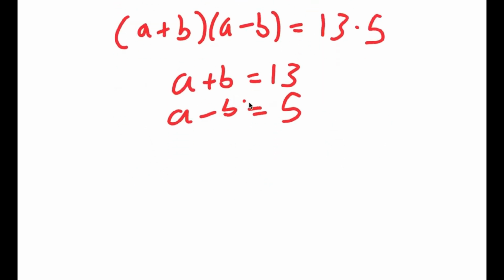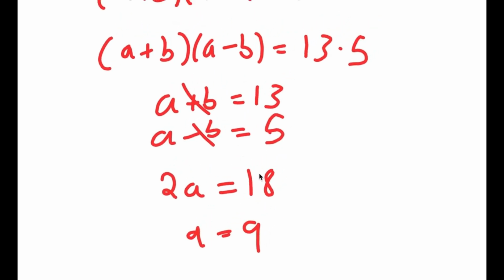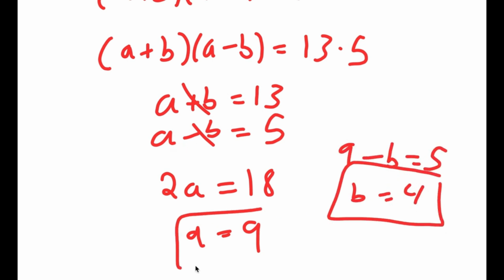So now I have a system of equations. To do this, I'm going to cancel these two out, add a and a, so I get 2a is equal to 13 plus 5, which is 18, meaning a equals 9. And if a equals 9, I can plug back into one of these equations. I'm going to do here, so I get 9 minus b is equal to 5, meaning b is equal to 4. So a equals 9 and b equals 4.